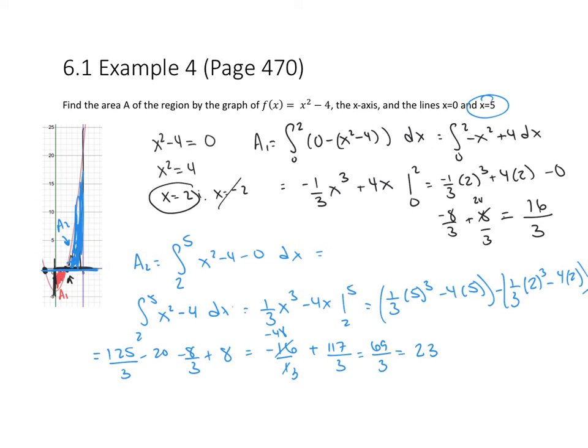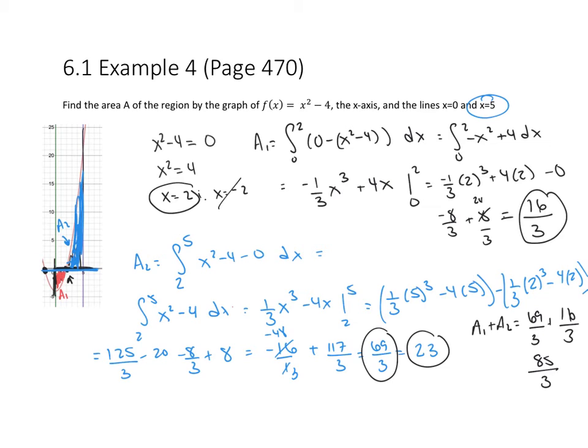So now I have my total area. Let's go back to black, 16/3, and I could say 69/3. That would probably be easier than rechanging it. So we'll have area 1 plus area 2 is 69 over 3 plus 16 over 3. So 69 plus 16 is 85/3. So this total area between the two, the red and the blue, is 85/3.